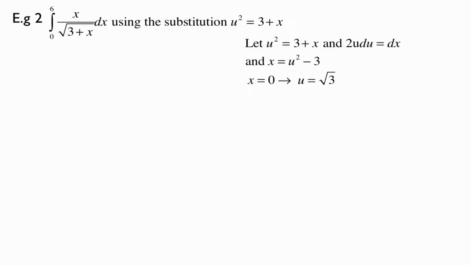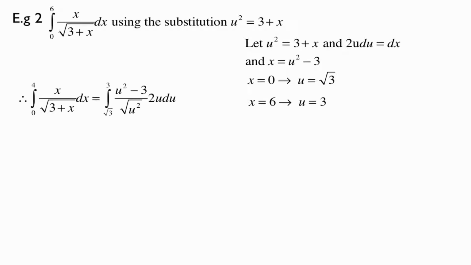When x is 0, u is root 3, and we don't need to consider the positive and negative values here because quite obviously u must be positive because u squared is 3 plus x, and we need to have a positive number underneath that square root sign. And when x is 6, u is 3. So our integral reduces to something much simpler, replacing our x with our u squared minus 3, our root 3 plus x with our root u squared, and our dx with 2u du.